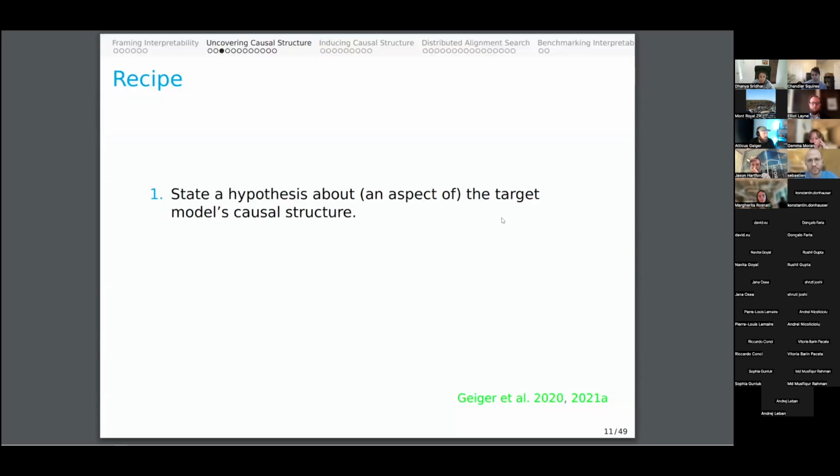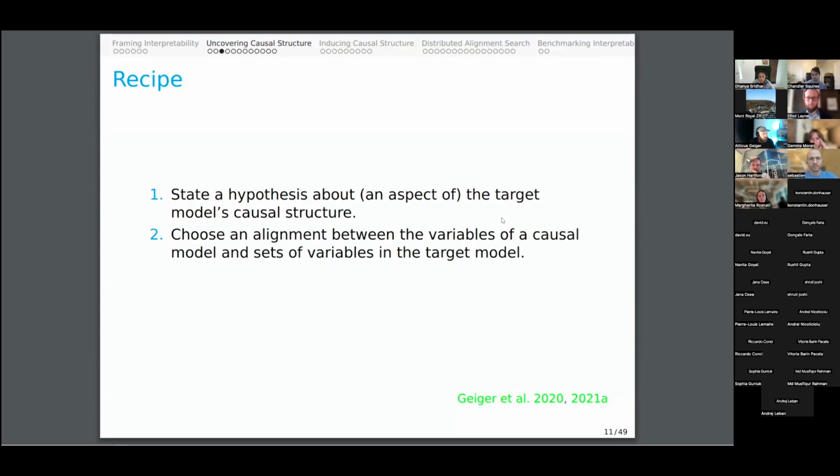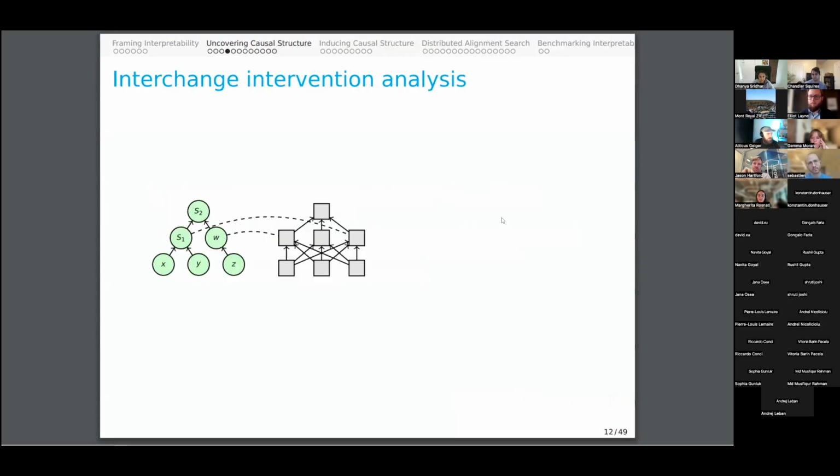So the recipe: we state a hypothesis about an aspect of some neural network's causal structure. We choose an alignment, and we'll skip over how we go about choosing that alignment until later. But say we just know this high-level variable is located in this neural representation, and then we do interchange interventions. We do these types of interventions at the high level and the low level, and then we see whether the same thing happens at both levels. So here's the little example we'll be walking through.